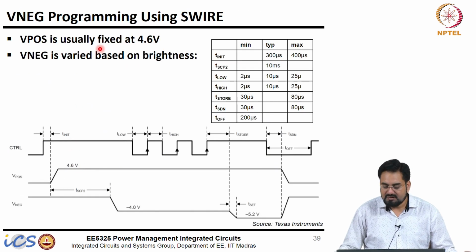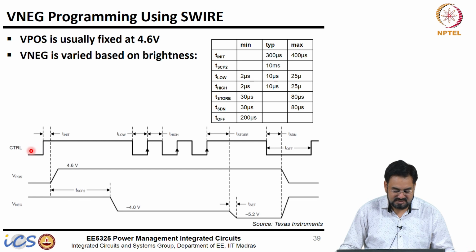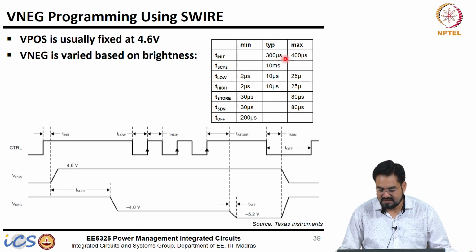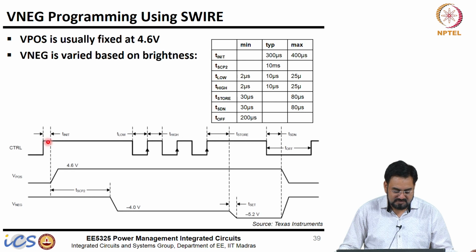So, let us see how we program this negative voltage using that S wire, the single wire control or the control signal CTRL. There are some timing requirements. T initial timing is 300 microsecond typical and 400. This is the time delay which is given before you even turn on this 4.6 volt or positive supply.